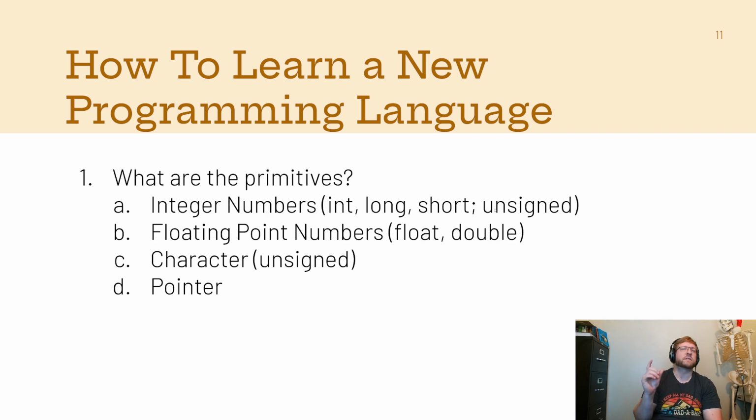Unsigned says this integer can only go from 0 and up. It can't go negative. So it means that it's represented a little bit differently in those bits. And we aren't going to talk about specifically integer numbers today. Floating point numbers, floats are 32-bit, doubles are 64 bits of floating point information. Character, and you can have an unsigned character, which is an 8-bit integer, basically, because of ASCII, and a pointer. So those are the primitive data types.